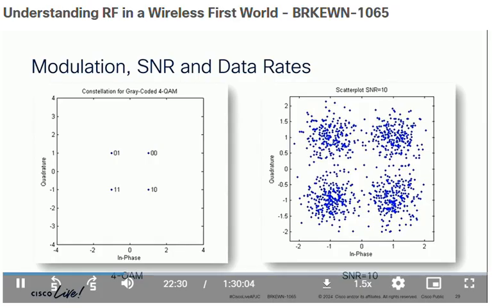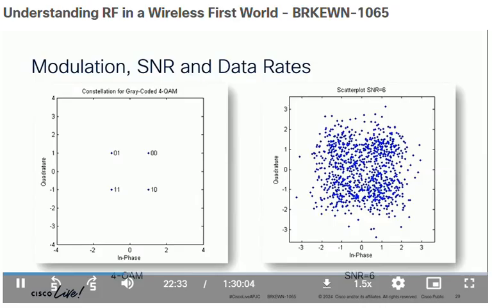That's at a signal to noise ratio of 10. This is what it looks like at a signal to noise ratio of 6. It's a lot harder to differentiate those groups, isn't it? So you know what we're looking at there? That's a dropped packet. I can't demodulate it because I can't really tell those groupings.